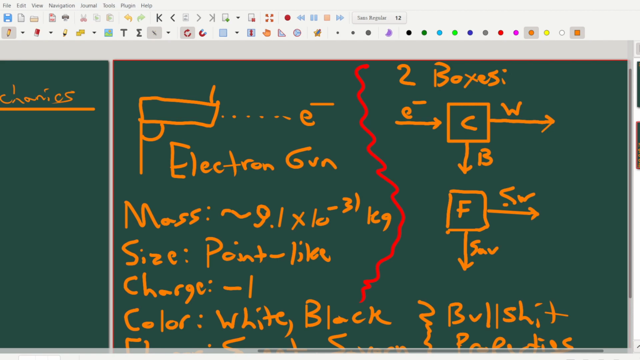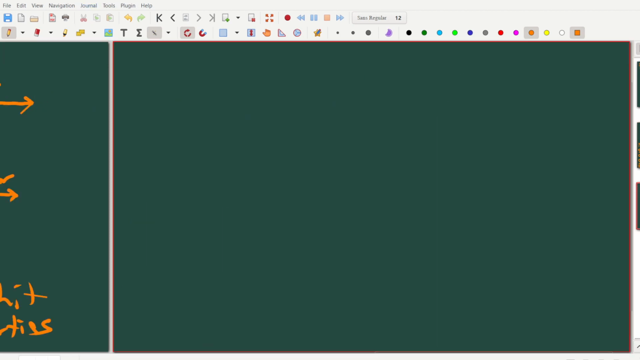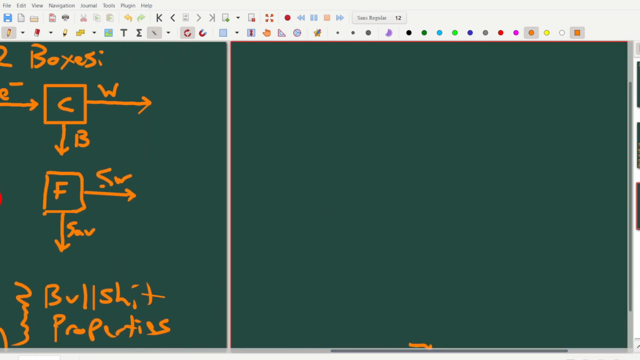We can make boxes like this for spin. People do this all the time. I'm just renaming the characteristics to color and flavor. These boxes do exist. You can make these things that split these electrons separately like this. Okay. Let me start a new page. Let me move this over a little bit so you can see it. So let's do a couple of experiments.